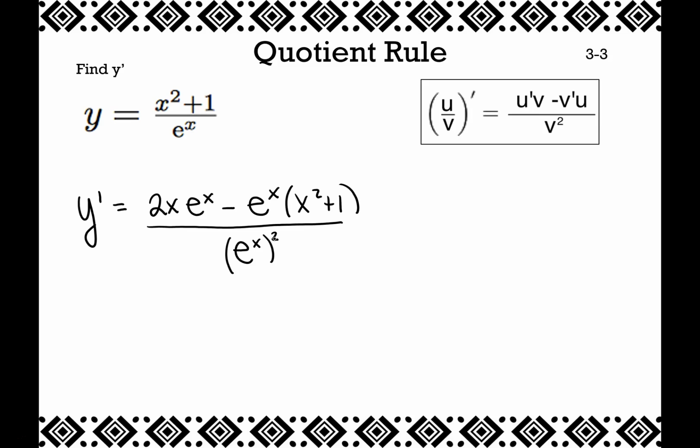You're welcome to leave it like that, but you should also know that e to the x squared is the same thing as multiplying these. This is that power rule for exponents where you multiply them. So that would actually be e to the 2x. But I'm fine with you leaving it the other way.